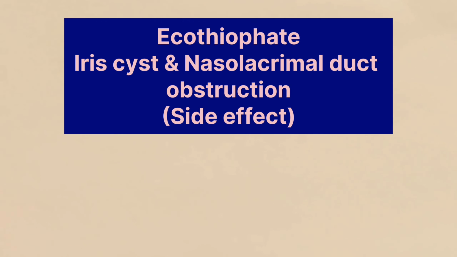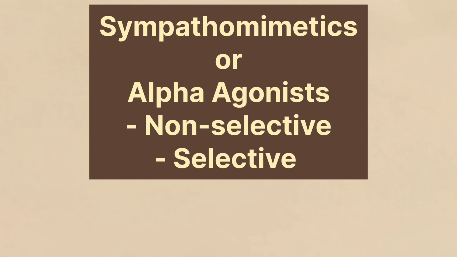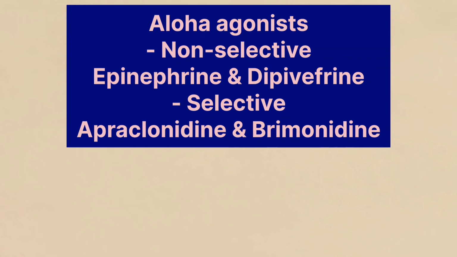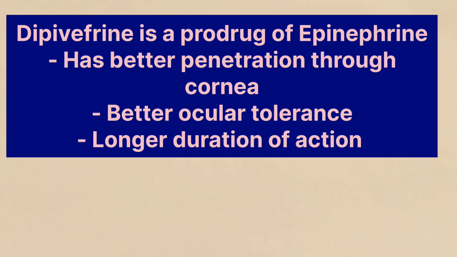The next group is sympathomimetic agents or alpha agonists, which can be non-selective and selective. The non-selective alpha agonists are epinephrine and dipivefrin. Dipivefrin is a prodrug of epinephrine. It has a better penetration through cornea, better ocular tolerance and a longer duration of action.